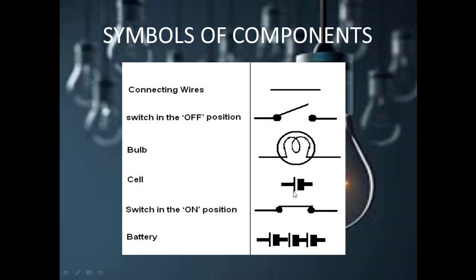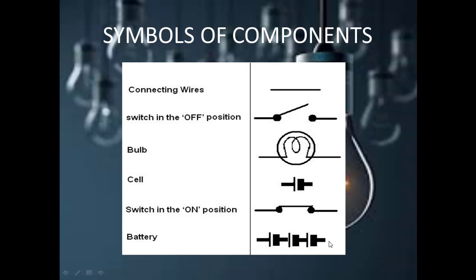Next is your cell. This is the positive terminal. The longer leg is the positive terminal and the shorter leg is the negative terminal. Next one is the switch, which is in on position. Here you can see there is no interruption, so you can confirm it is in on position. And the last one is the battery, where you can see more than two cells. Positive leg, then comes the negative one. Again, it touches the positive terminal, negative terminal, positive and negative terminal. It goes on like this.